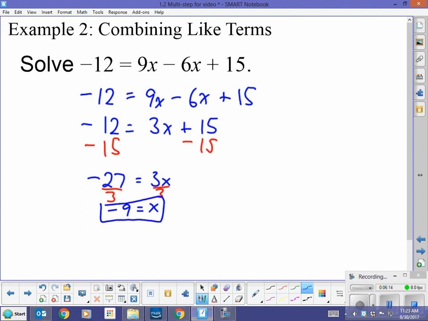Okay. Now that's correct, but you should, again, do a sanity check. Just right here, look at it: negative 3 times negative 9 is negative 27, and negative 27 plus 15 is negative 12. So just double check to make sure that your answer is right.